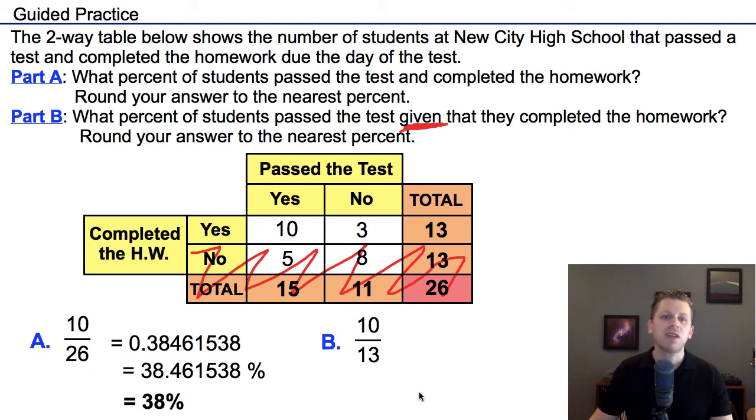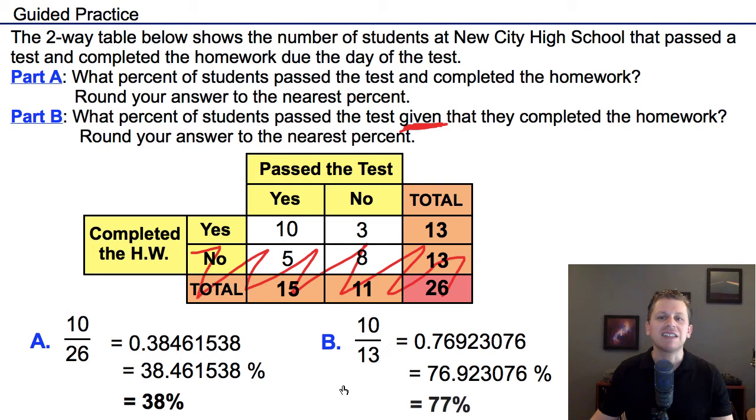In Part A, we were looking at all of the students. In Part B, we're only looking at the students that completed the homework. Now, of course, we have the exact probability, but we want it as a percent, so start by dividing to make it a decimal, multiply by 100 to make it a percent, and rounding, we can see that 77% of the students passed the test given that they completed the homework.